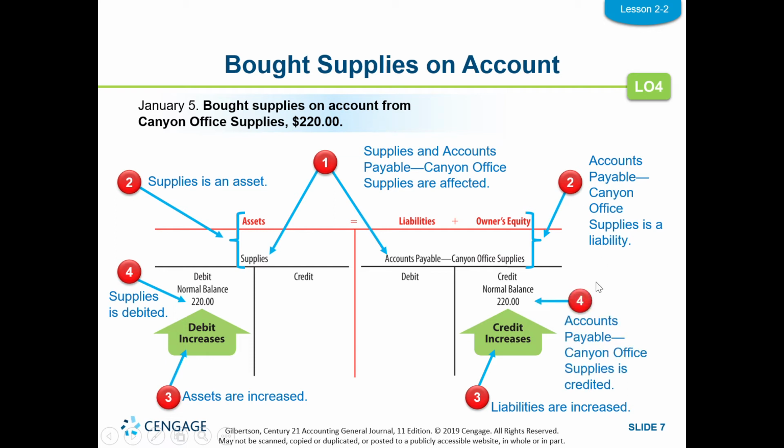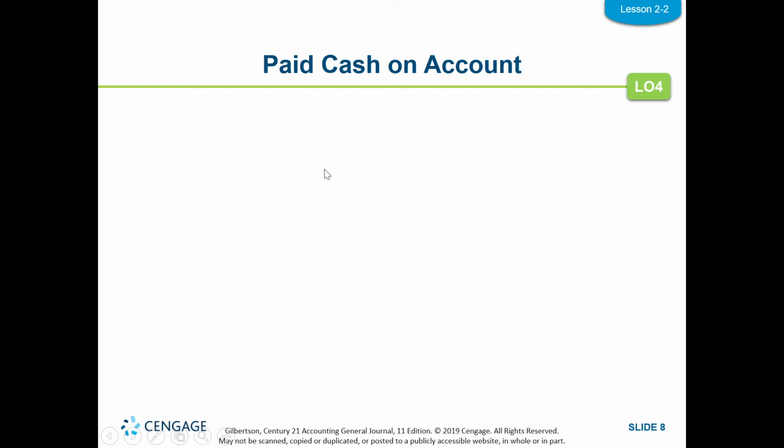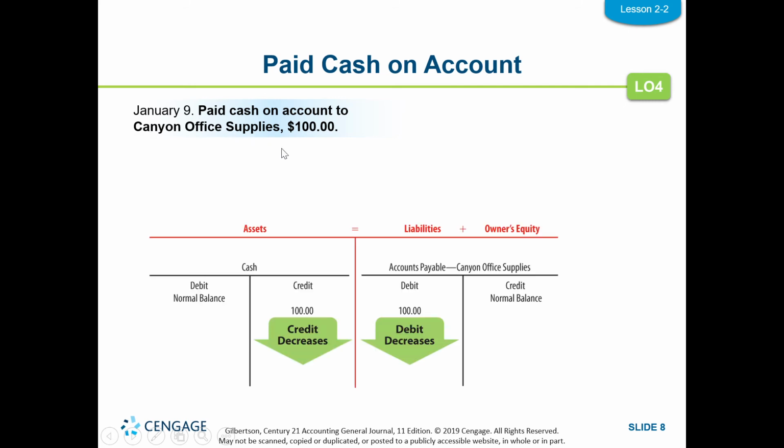Okay. All right, now, after a while, we've got to pay that back. So we're going to pay cash on account. So January 9th, paid cash on account to Canyon Office Supplies $100 of the $220 that we owe them. So what two accounts are affected? Well, I paid cash, so my cash is affected. And I paid on account, so remember, on account is an accounts payable, a liability, Canyon Office Supplies. So I've got accounts payable, Canyon Office Supplies. There's my two accounts.